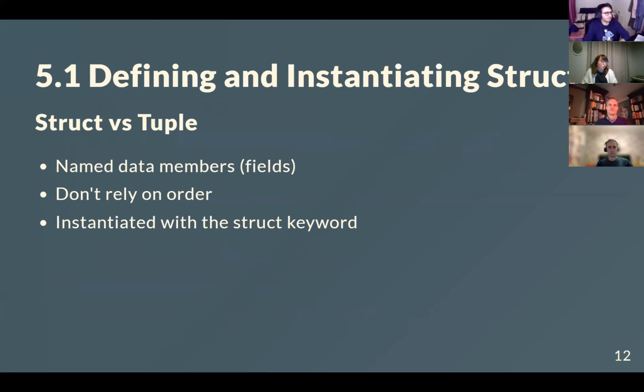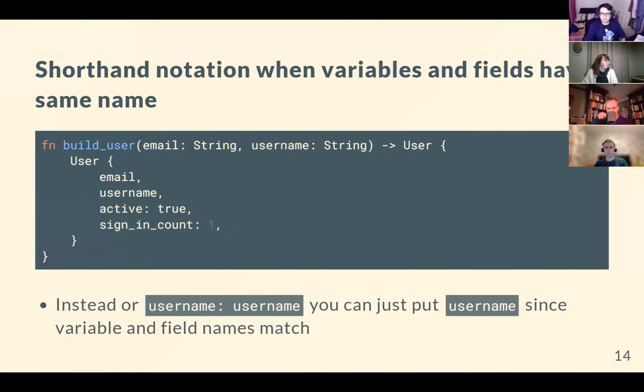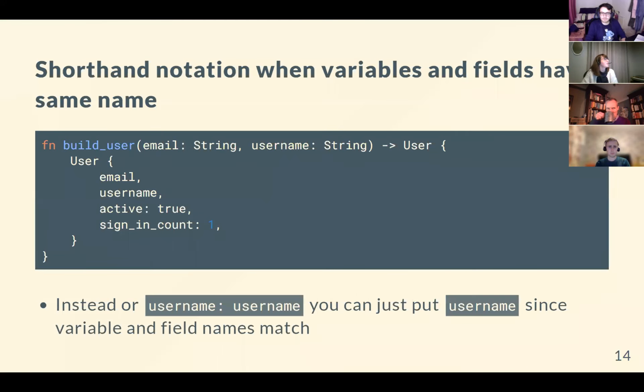We've been through tuples already. The main difference is that these are named, don't rely on order, and you use the struct keyword. But other than that, very similar. This is what it looks like when you create one. So that's you defining one, and then that's creating an instance of it. And you can see the order doesn't matter. So here the order's different. They've got active near the bottom versus active at the top.